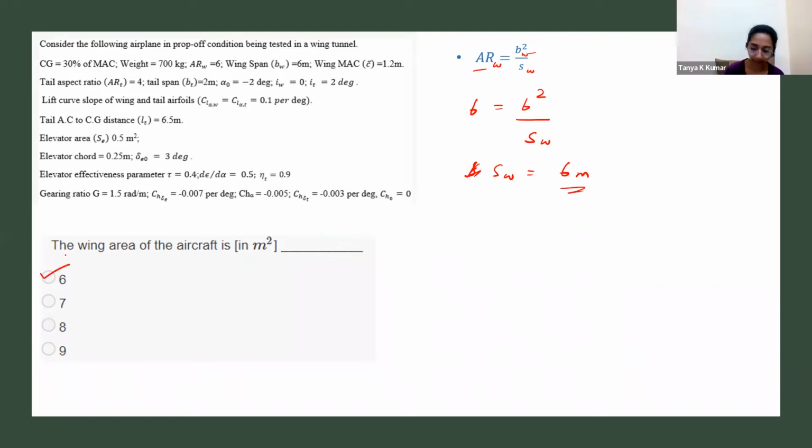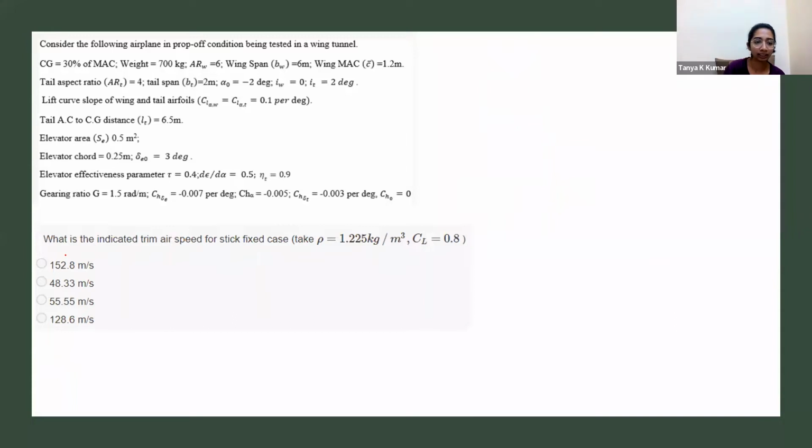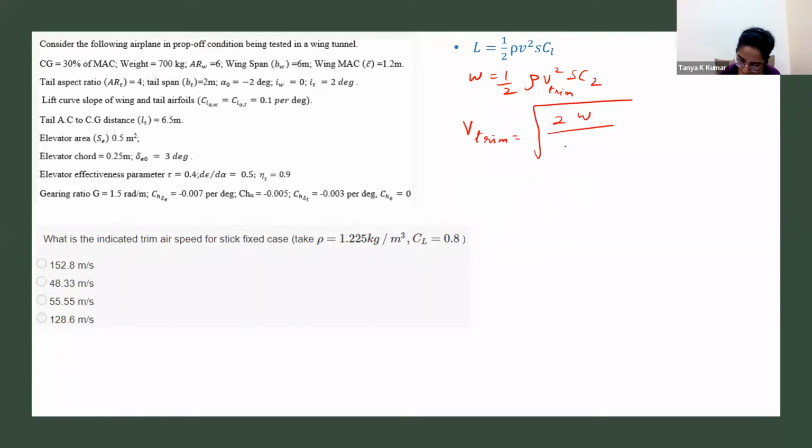So it is 6. Next question is, what is the indicated trim airspeed for the stick fixed case? How do you find the trim indicated speed? It's the equation that we've been solving always. For the trim case, we have lift equal to weight. So W equals half rho V squared S CL. Now we have to find V trim. V trim is square root of 2W by rho S CL.